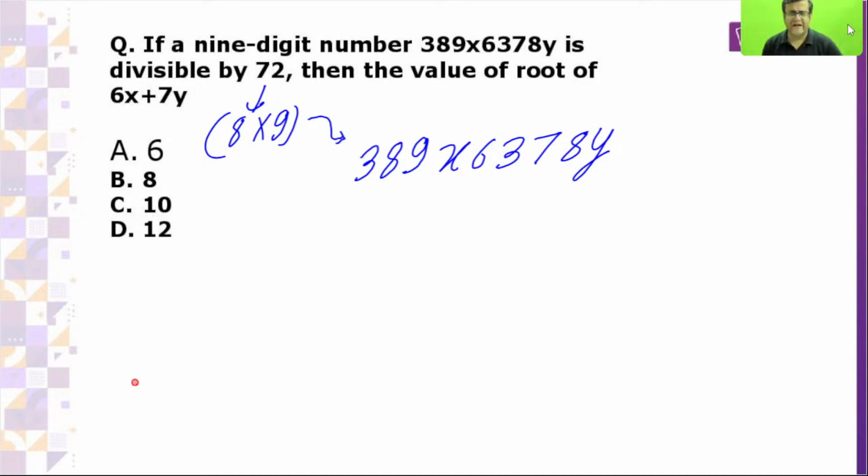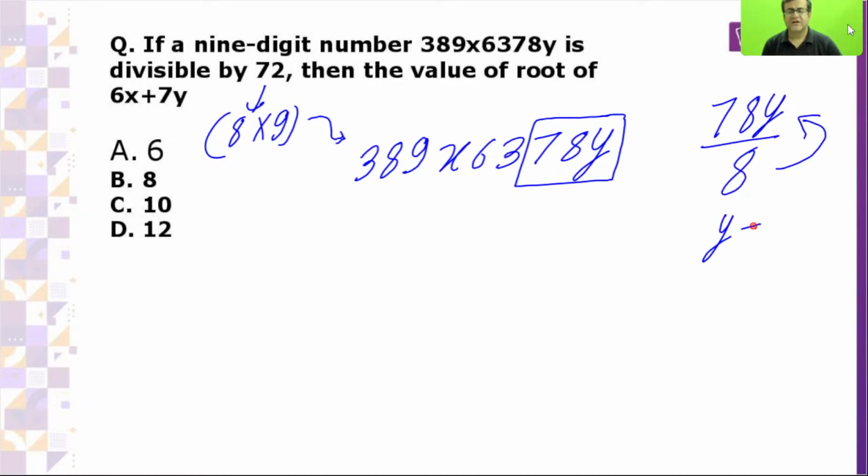If divisible by 8, that is clearly visible, 7, 8y. Divisible by 8. So y will be how much? 8 9s are 72, 6 is left. 8 8s are 64. Okay. So y will be 4 in this case. Yes or no? At the place of y, if I write 4, the number is divisible by 8.